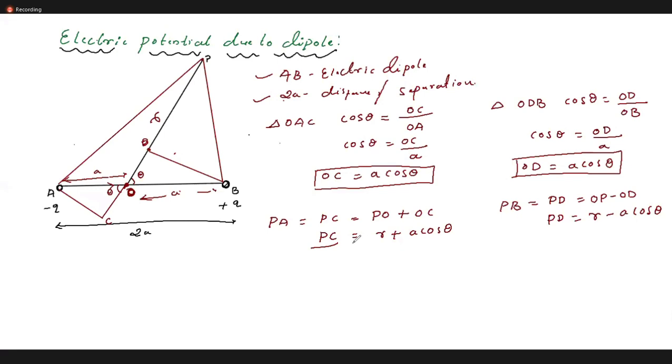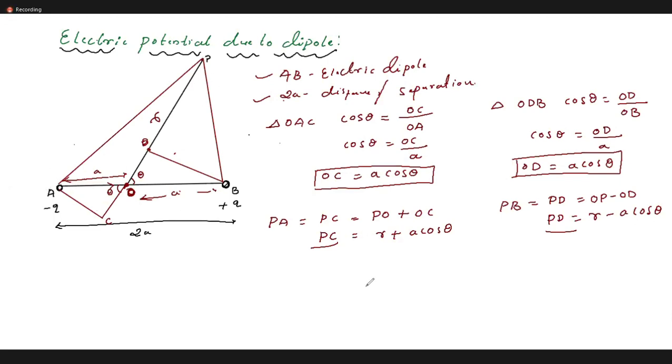I got the PC and I got the PD. So these are the distances. The PD is the distance from the point to the plus Q charge, and the PC is the distance from the negative charge.